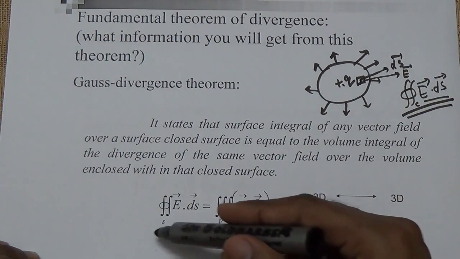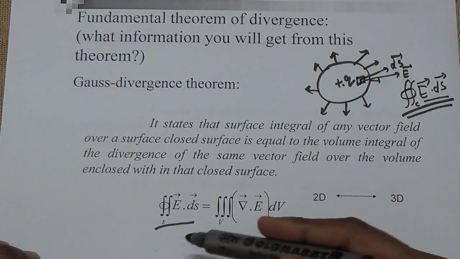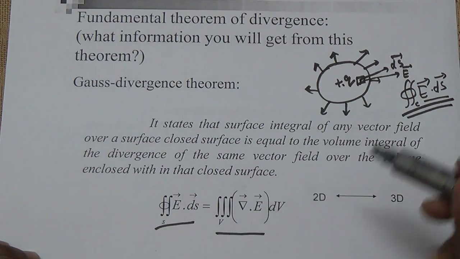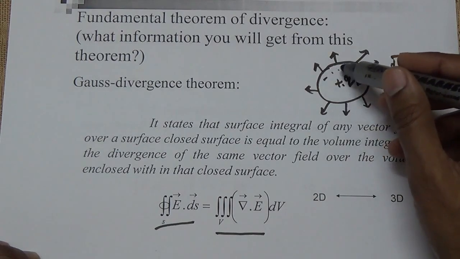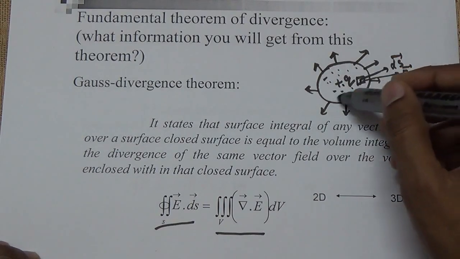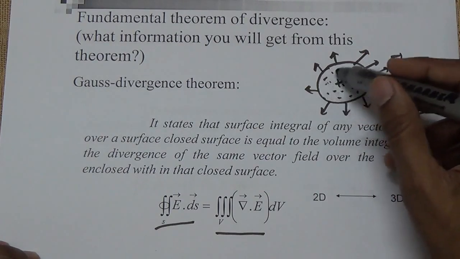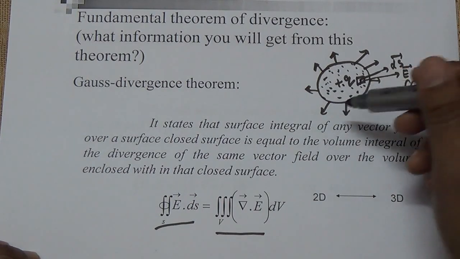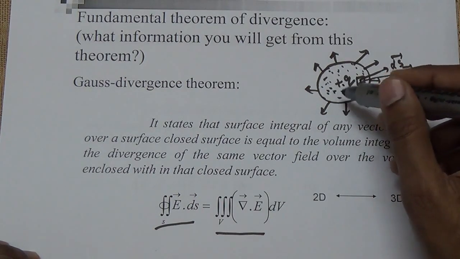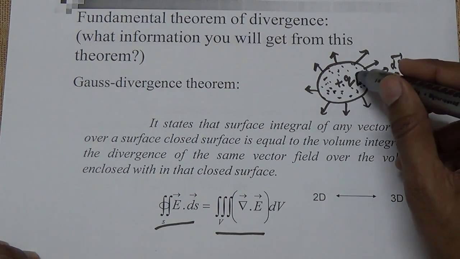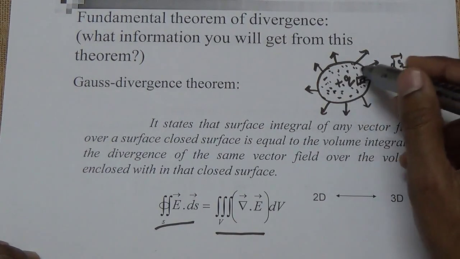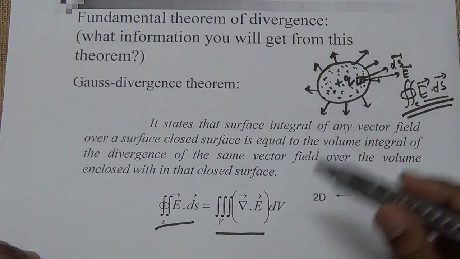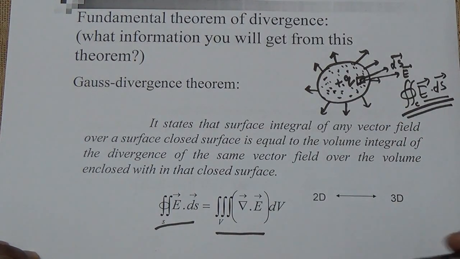So these are basically two terms, through the closed surface or within the volume. Now suppose I take the divergence at every point of that volume. Basically what I am doing is measuring the electric field lines through it. So the sum of these divergences within this volume will automatically be the electric flux.